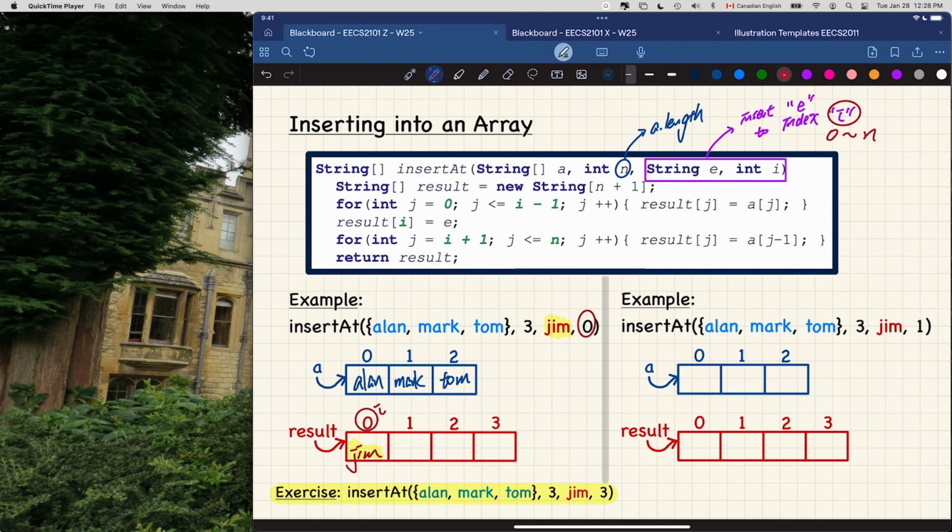Right? And now the tricky bit is here. Given that Jim has been inserted, what about the rest of the new array? We have to somehow copy over the old array into the new array. So Alan should really go to here. Mark should really go to here. And Tom should really go to here. Conceptually, it's easy. But implementation-wise, you got to watch out for the indices, right? So you can think about what's going to happen is, 0 here should be copied over to 1. 1 here should be copied over to 2. And 2 here should be copied over to 3. Right? So that's how we're going to get Alan, Mark, and Tom.